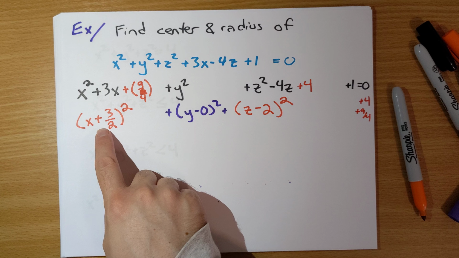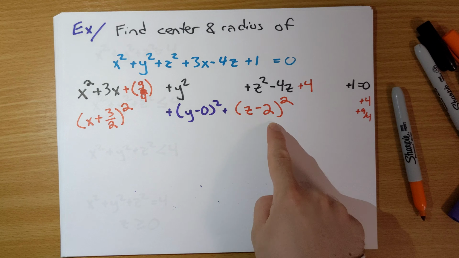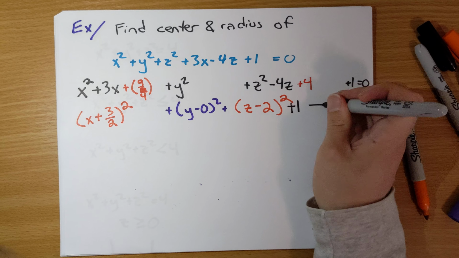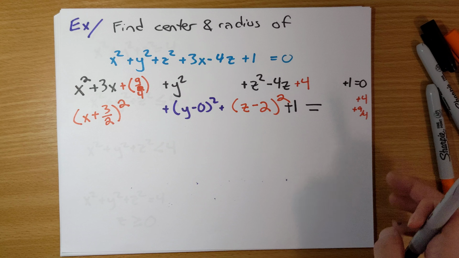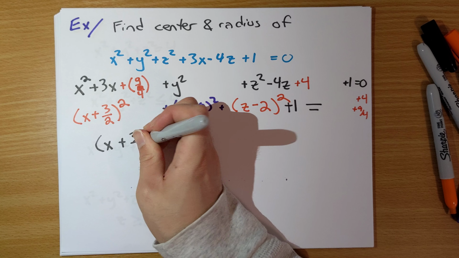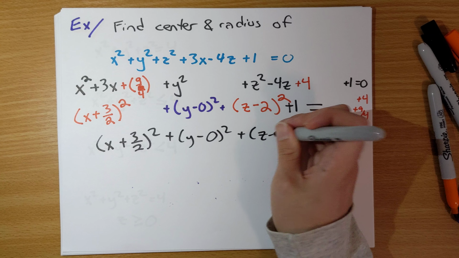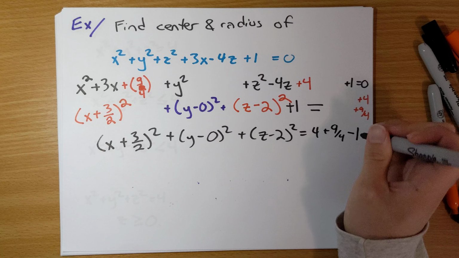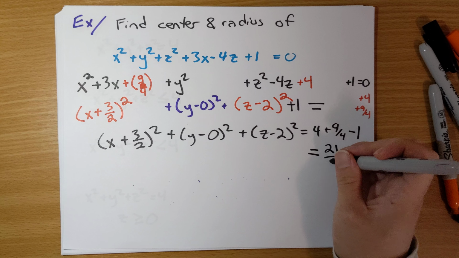So where are we right now? X plus 3 halves squared plus y minus 0 squared plus z minus 2 squared plus 1, and that hasn't moved, is equal to 4 plus 9 over 4. Okay, let's move that plus 1 to the other side and rewrite this. X plus 3 halves squared plus y minus 0 squared plus z minus 2 squared is equal to 4 plus 9 fourths minus 1. And this crunches out as 21 over 4.